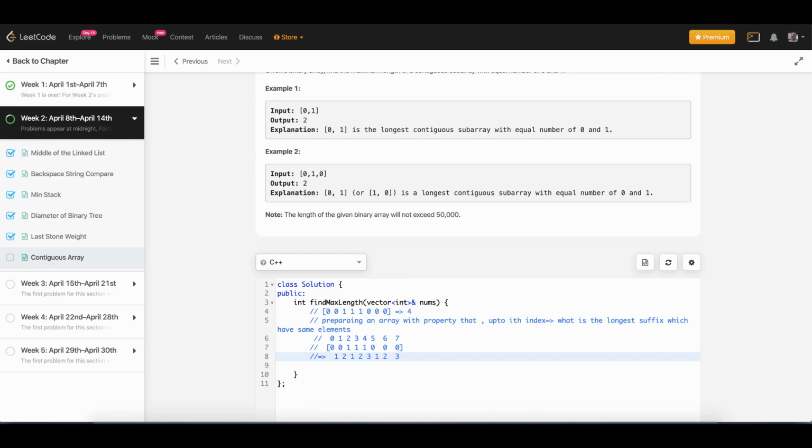Now how it can help us find the answer is based on the fact that if it is 3 here, then this is the longest same-element run ending at this position. We can easily find out that before these three elements there was an element which is not equal to 0, so it is definitely 1, because this is a binary array.